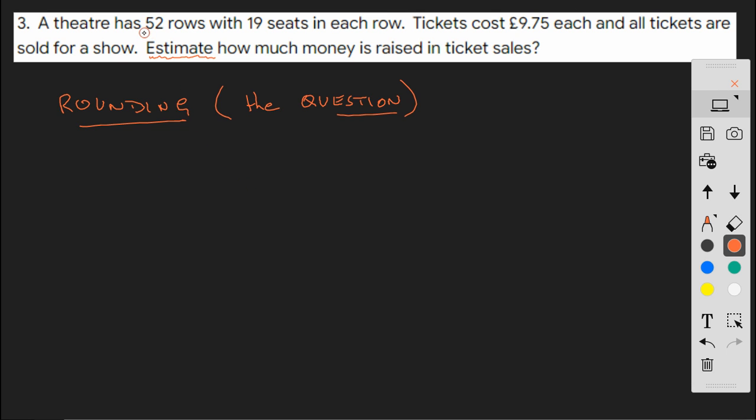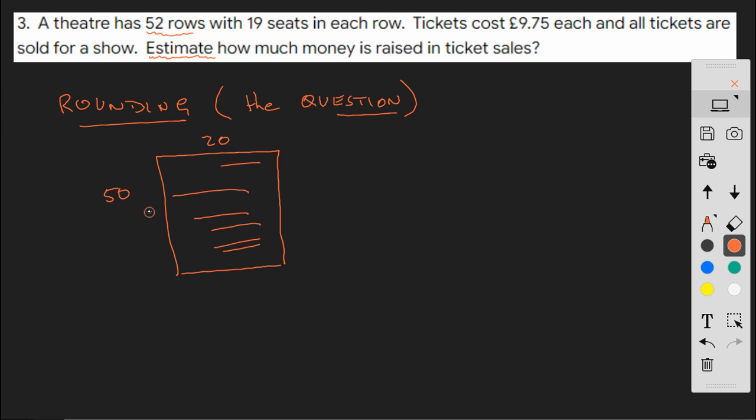So a theatre has 52 rows. Well, let's call that 50. And there are 19 seats in each row. Well, let's call that, there are the rows. Let's call that 20.